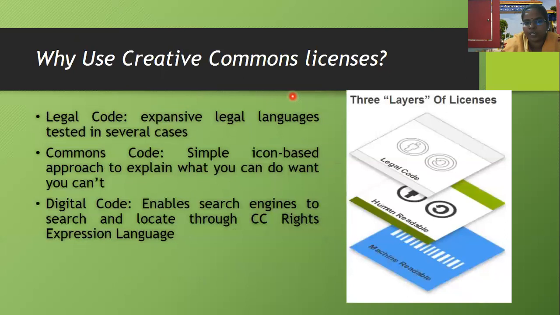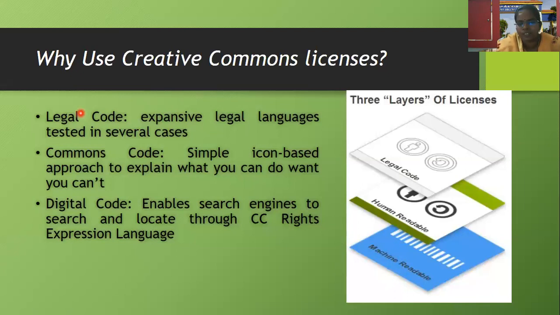Why use Creative Commons licenses? These licenses have 3 layers. The first layer is legal code, the second layer is human readable, the third layer is machine readable. So when we use these Creative Commons licenses, it has 3 layers for our safety. Why use them? First, for legal code.